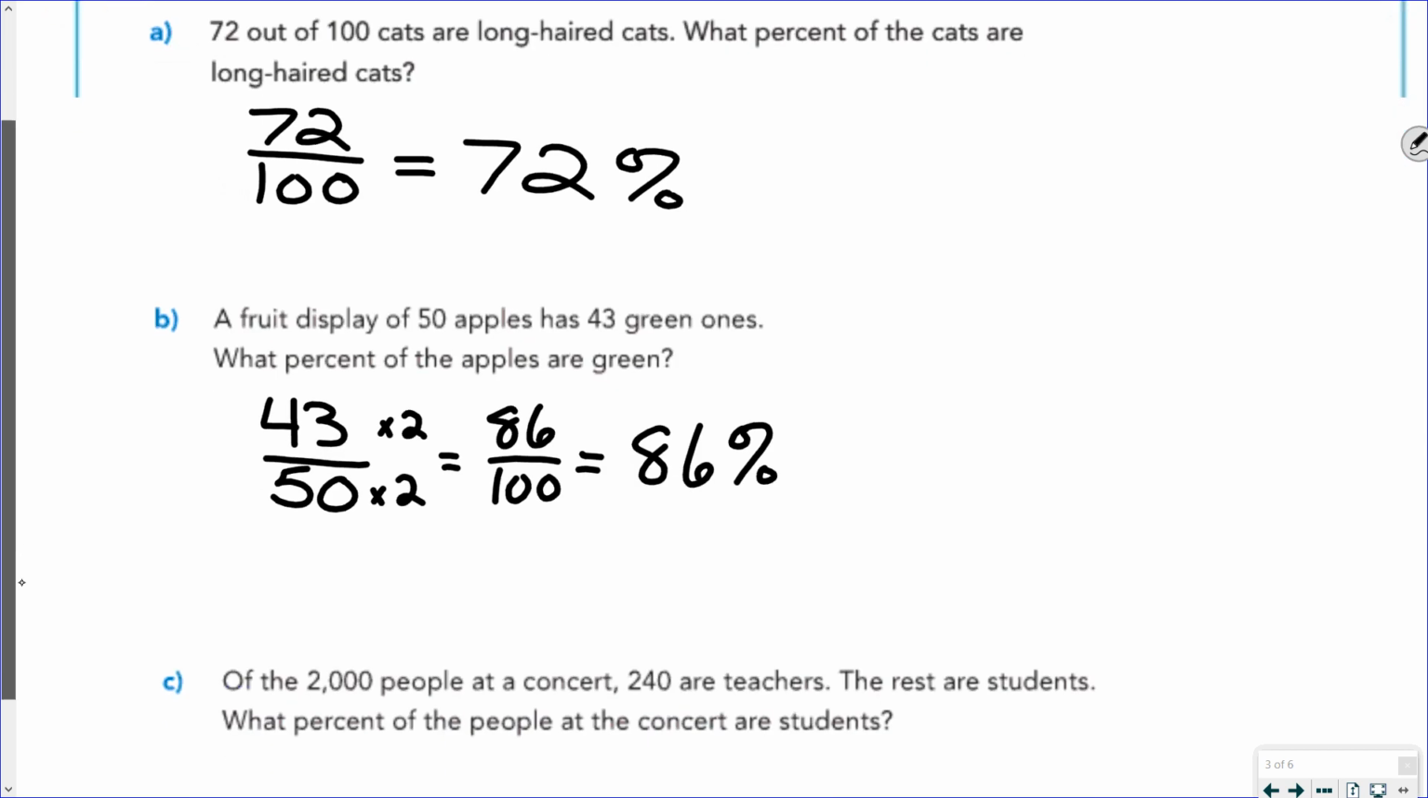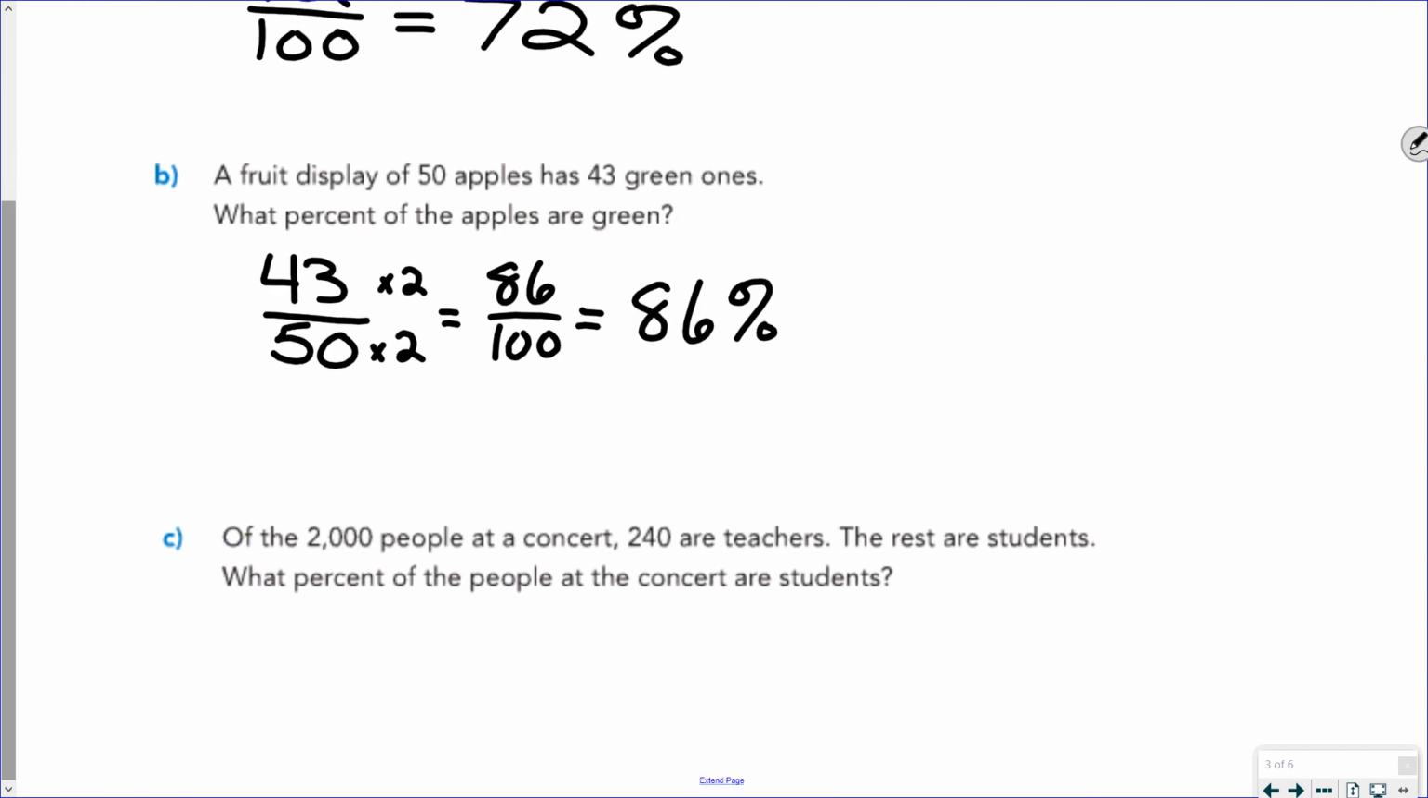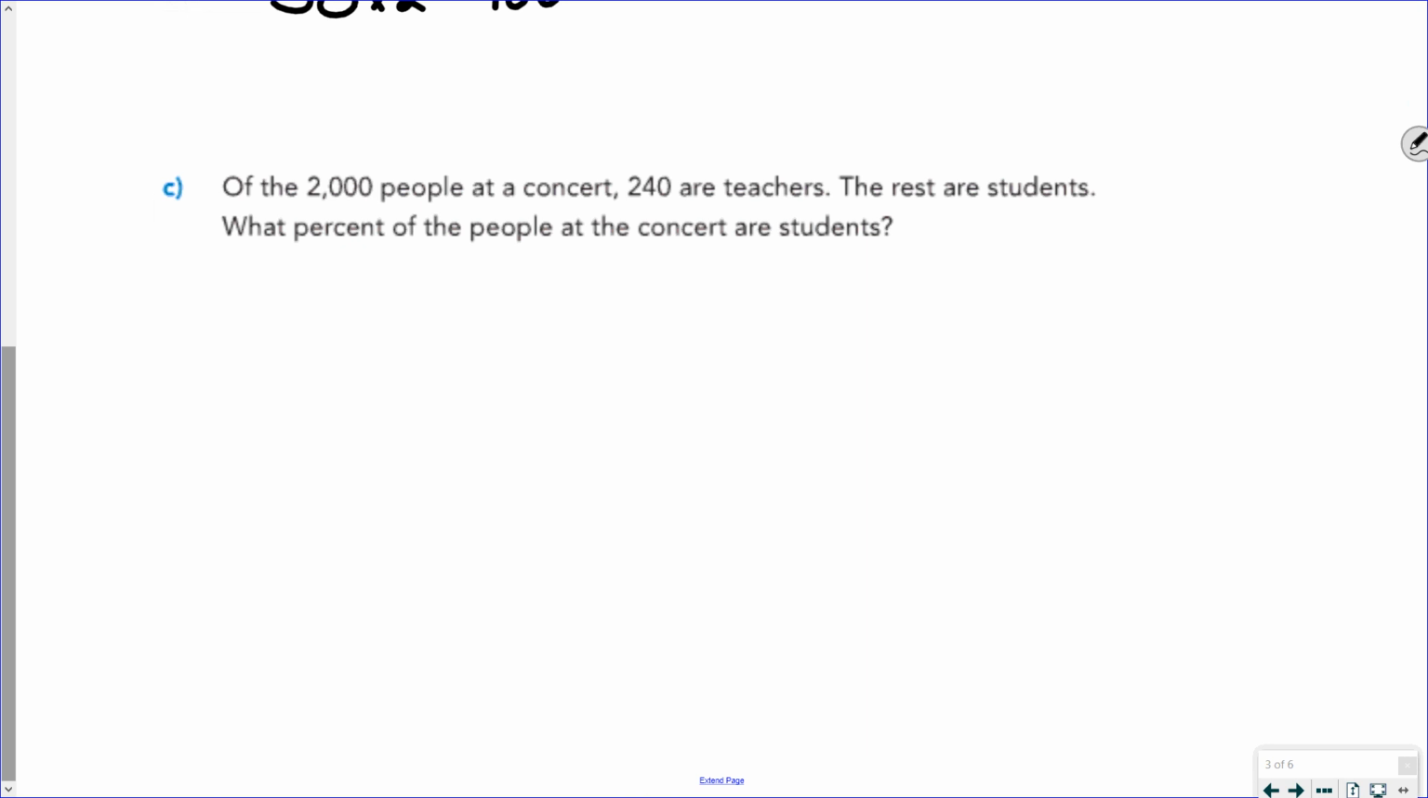I'll scroll down a little bit here for part C. I'll extend my page to give me a little bit more room to work with. Of the 2,000 people at a concert, 240 are teachers. The rest are students. What percent of the people at the concert are students? So this one requires us to take an additional step before we write our fraction or our percentage, because we only know how many are teachers. We don't know how many are students.